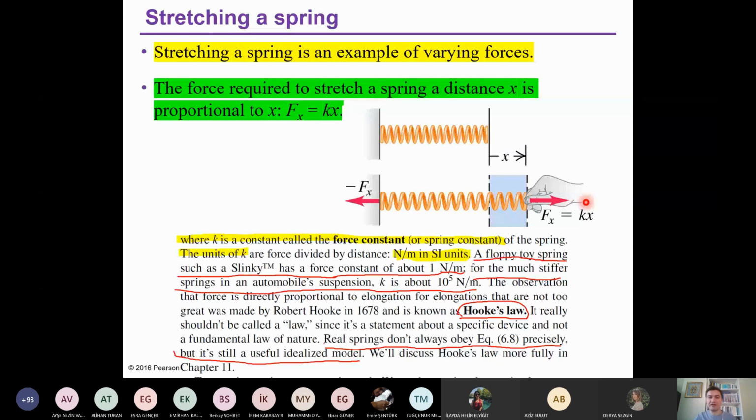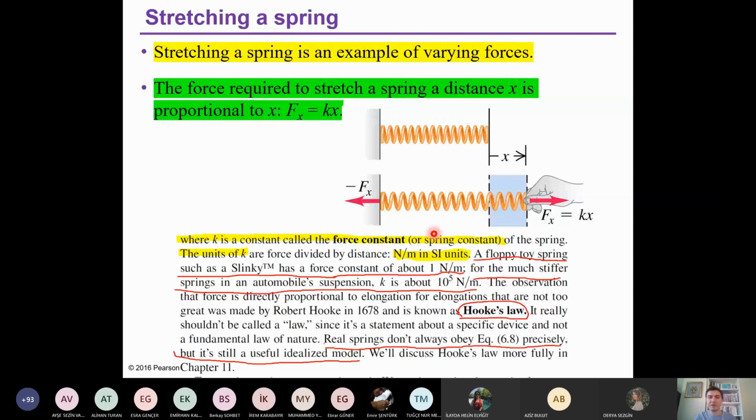Here we have k. This is called the force constant or spring constant. Okay, the unit of this k is Newton per meter. Here, look at the equation of the force. This is given in Newtons in terms of unit, and this is given in meters. Then the unit of force constant is Newton per meter. So let's compare the force constants of some materials.